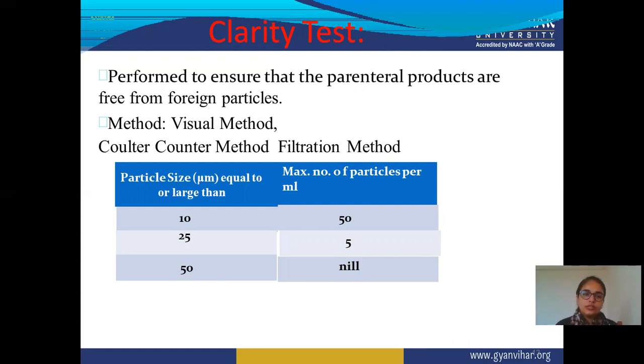So this clarity test is performed to assure that the parenteral products are free from foreign particles, meaning no foreign particle is present in this. And this is mainly performed by the visual method, Coulter counter method, or filtration method. Out of these three methods, you can use any one method. And these are the particles that are accepted. If the particle size is equal to or larger than a given micron size, then there is a maximum number of particles per ml. Then 10 particles of that micrometer size are accepted if it is 50 ml, and 25 particles are accepted if it is 5 ml, and 50 particles are accepted in the mean condition. So these are the criteria for the clarity test.